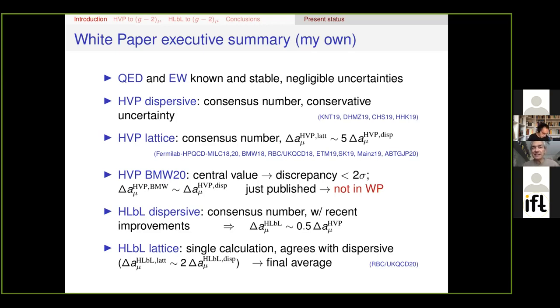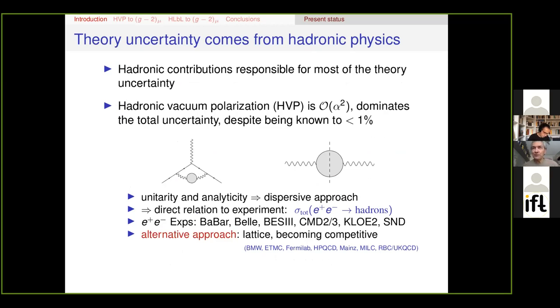The good news is that the lattice also produced one number for this just about a year ago, and that this agreed, even though with a larger uncertainty, with the data-driven one. And so this was included in the final average, and in the meanwhile, very recently, a month ago, a new result appeared, which is in agreement with both. Now, the main message of this is that the uncertainty comes from hadronic physics. And let us now focus on these two contributions.